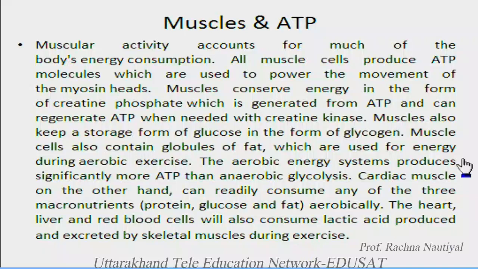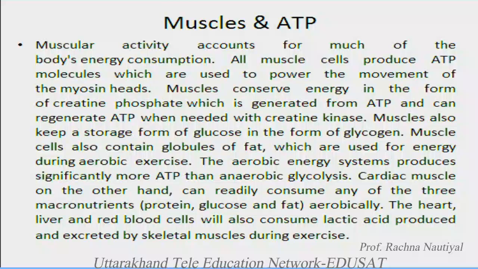Obviously, aerobic energy systems produce more ATP as compared with the anaerobic systems, and cardiac muscles on the other hand can readily and very quickly consume any of the three macronutrients, whichever is there, protein, glucose and fat, aerobically. The heart, liver and red blood cells will also consume lactic acid produced and excreted by skeletal muscles during exercises.